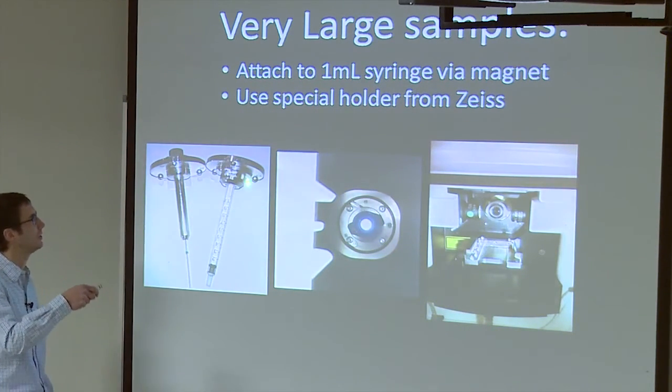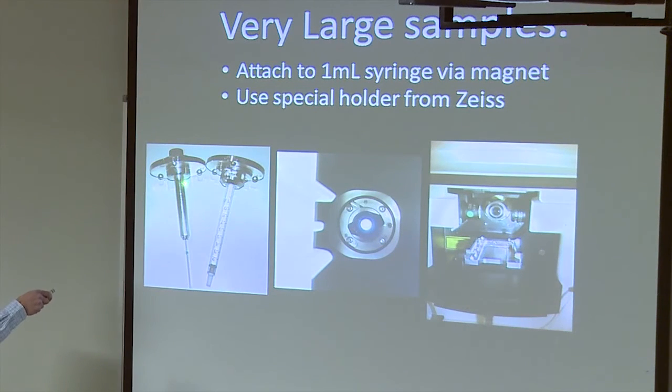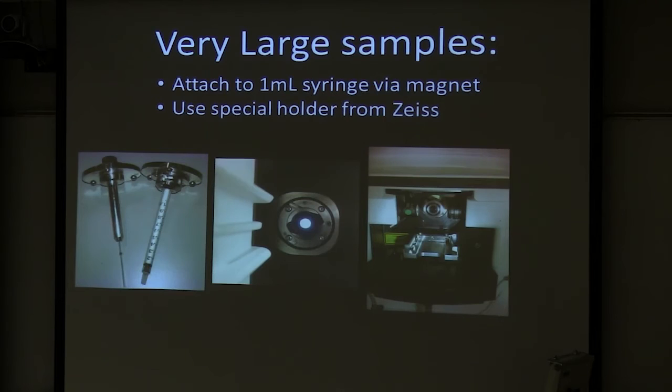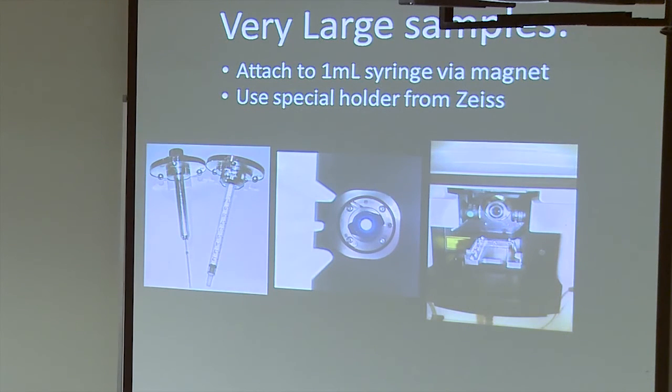And this is the actual stage that holds this sample holder. So there's 3 little magnets here that all pop onto 3 little magnets on here. This hole right here is 1 centimeter in diameter. So if your sample is bigger than that, it's not going to fit through that hole.